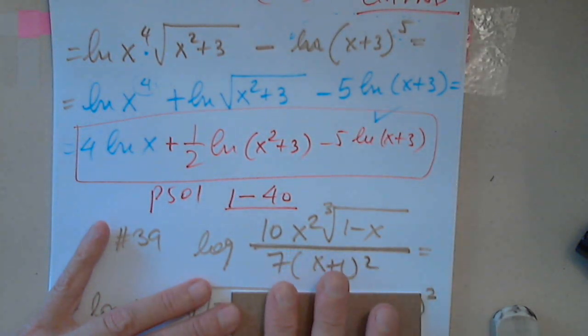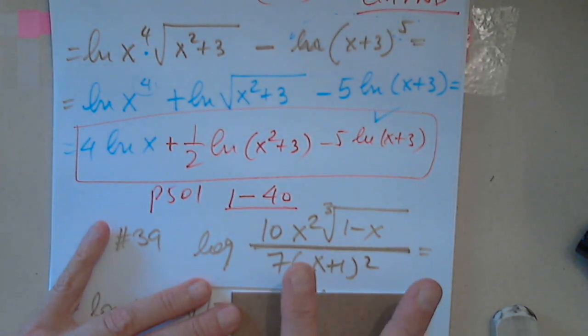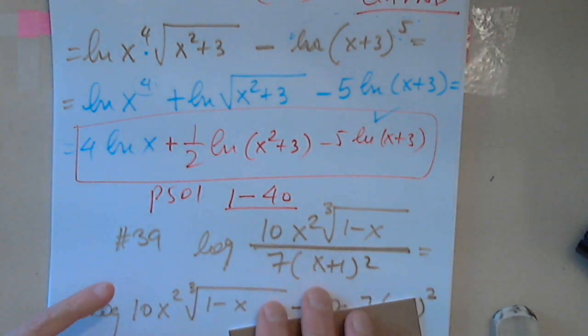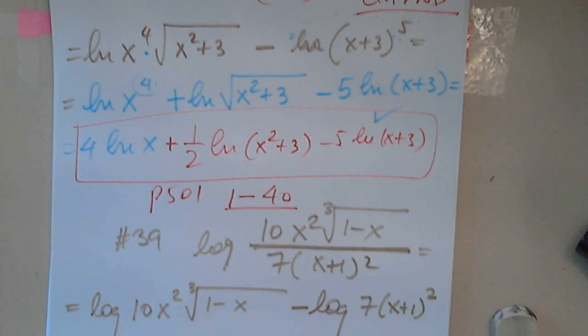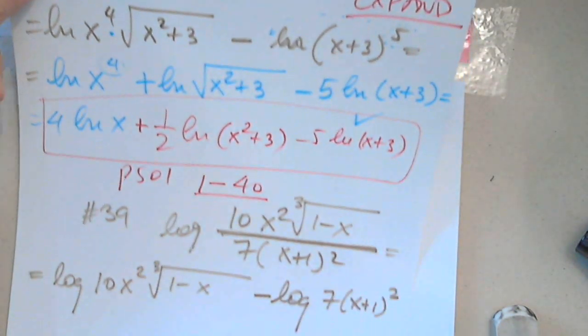I have 2 factors in the denominator, so 2 factors will have negative in front. 1, 2, 3, 3 factors in the numerator, so 3 factors will have positive in front. Okay. After we establish that, let's continue.